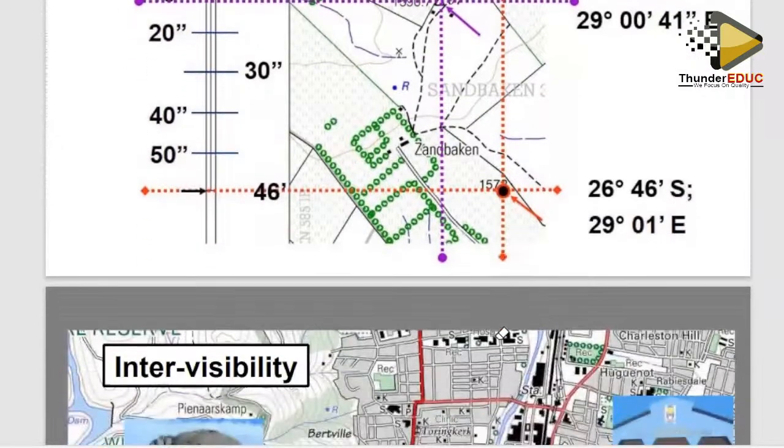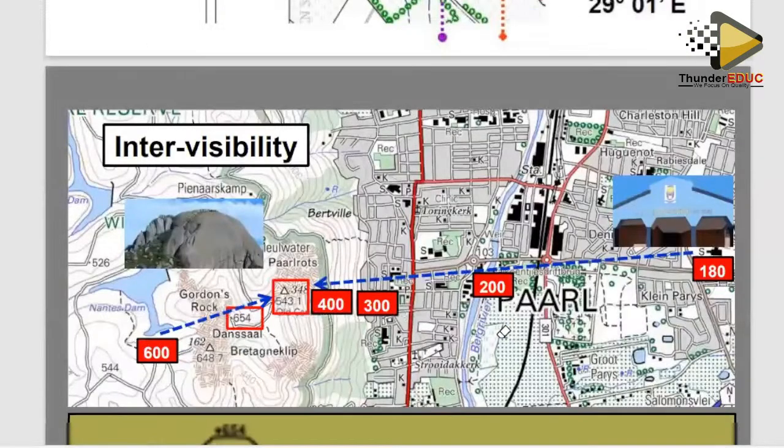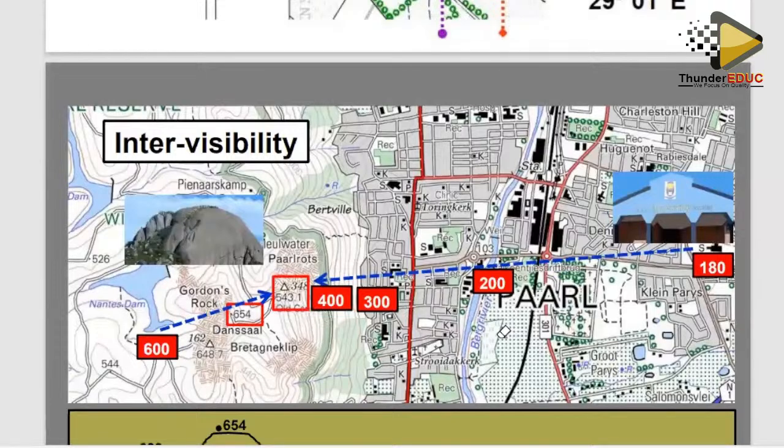Right. We move on to inter-visibility as another map skill. Inter-visibility, we are saying, is: are you able to see a particular point from a given point, given the shape of the landscape? Right.